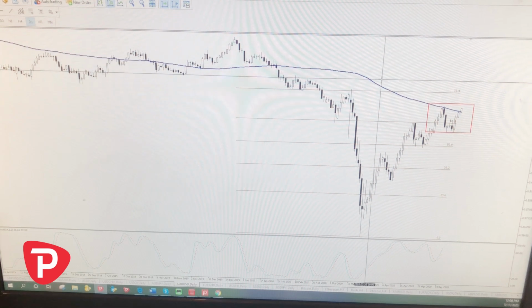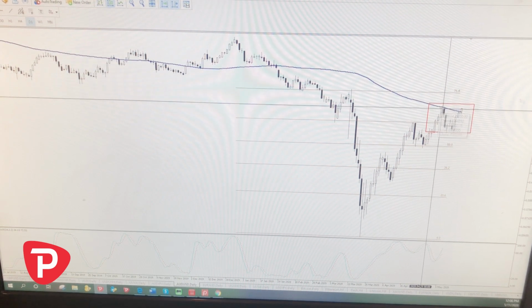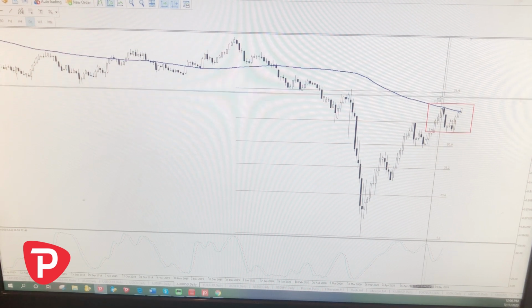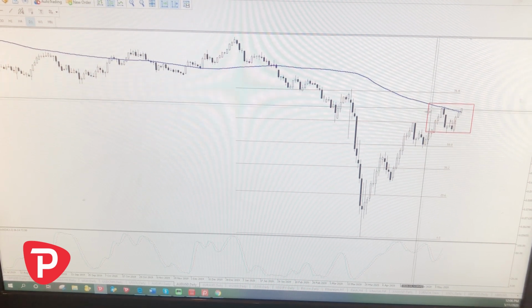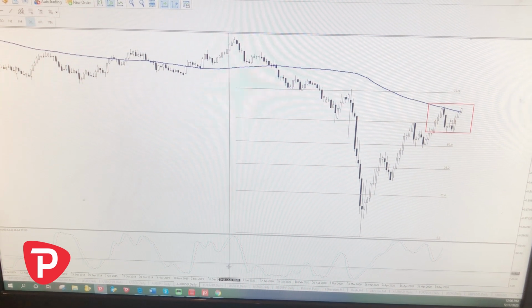Have a look at the Aussie against the greenback. You can see that we're, again, just testing this 30th of April high. It's through this 100-day moving average. It looks like the bulls are firmly in control here. So, yeah, I think this is one to look at.